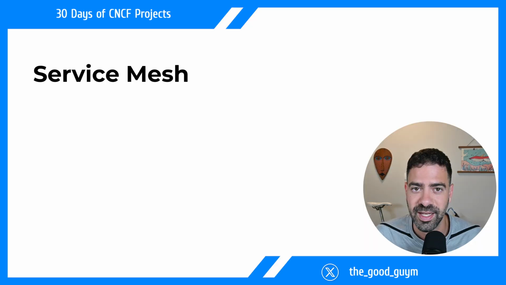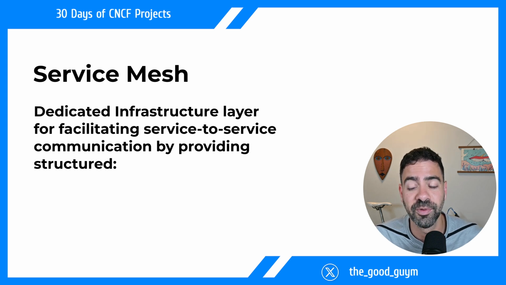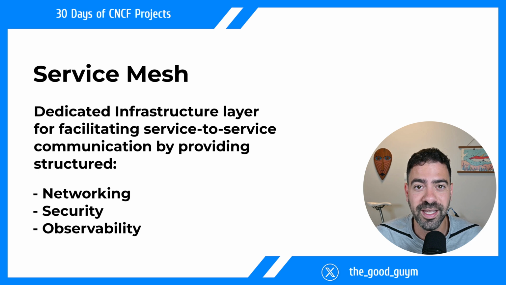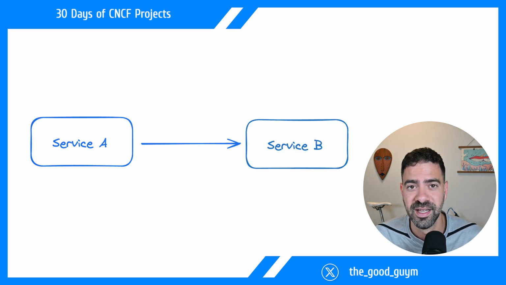Istio is a service mesh project. And before we go into the details of what is unique about Istio, I want you to know better what a service mesh is. So service mesh is a dedicated infrastructure layer for facilitating service-to-service communication by providing structured networking, security, and observability. It means that if you have two services and we want them to communicate with one another, we need to take care of a lot of things.